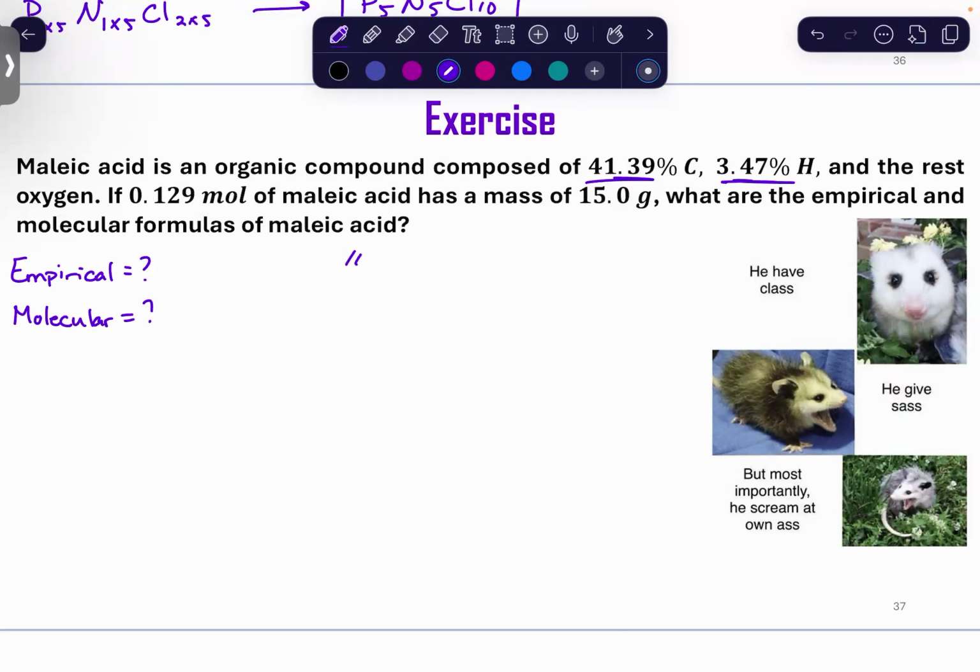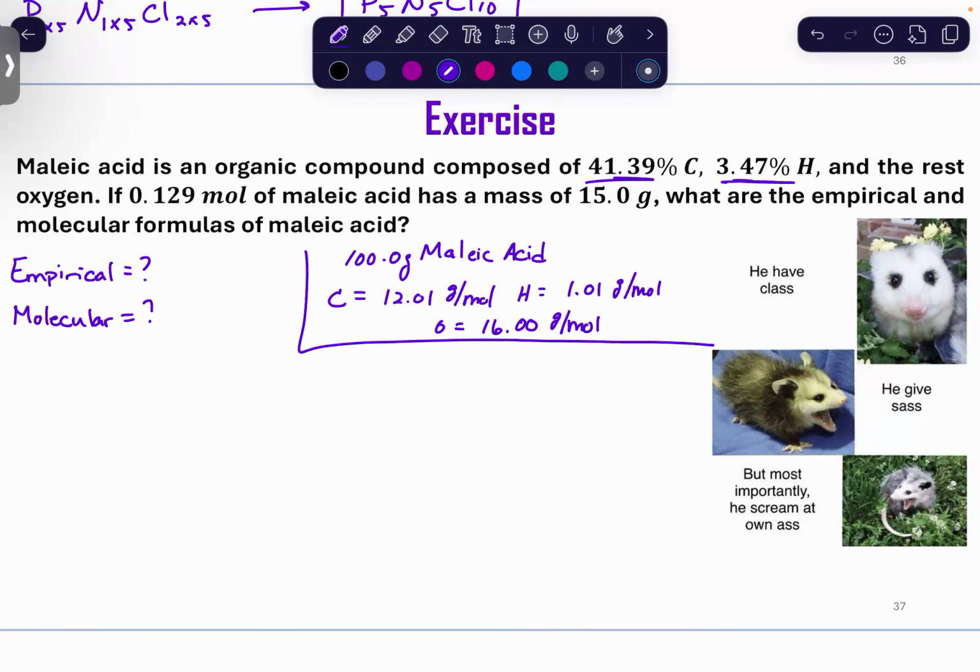I'm assuming 100 grams of maleic acid. I look at the periodic table, carbon is 12.01 grams per mole. Hydrogen is 1.01 grams per mole. Oxygen is 16 grams per mole.